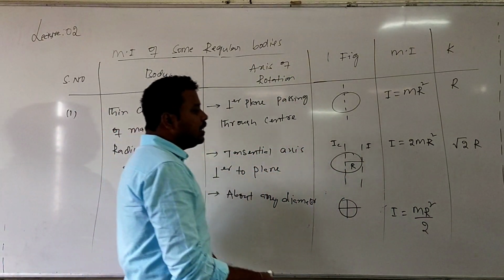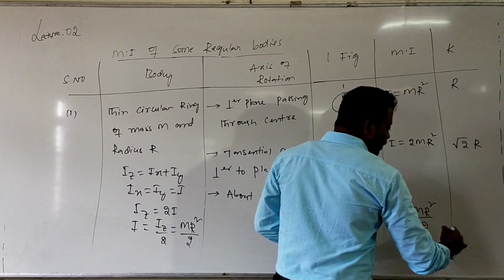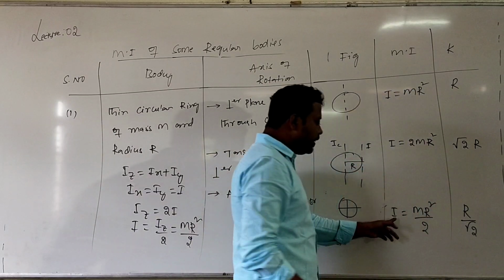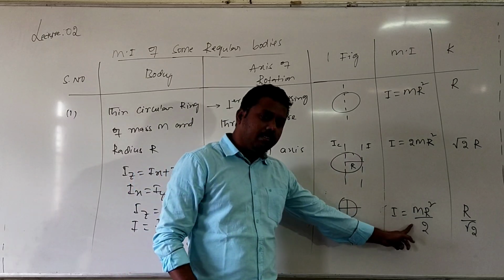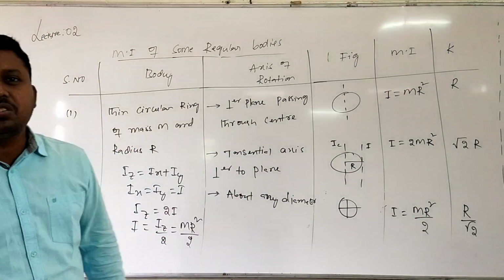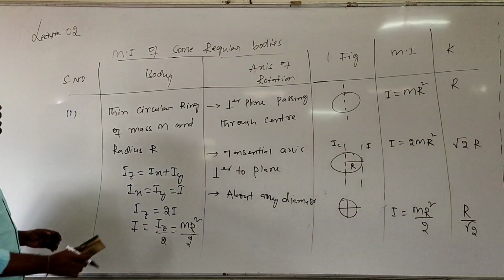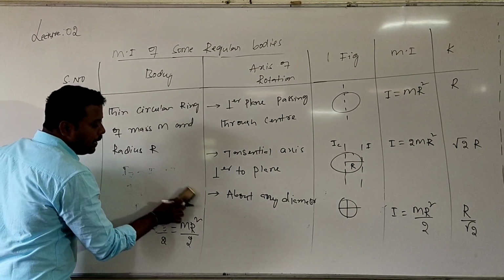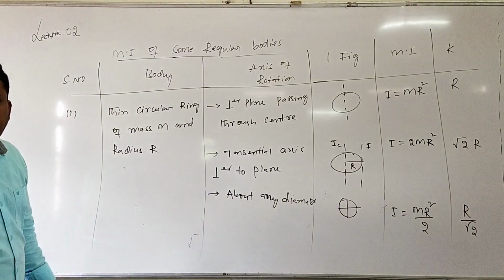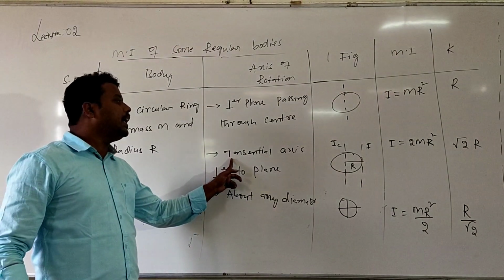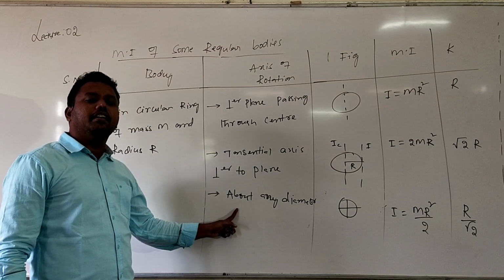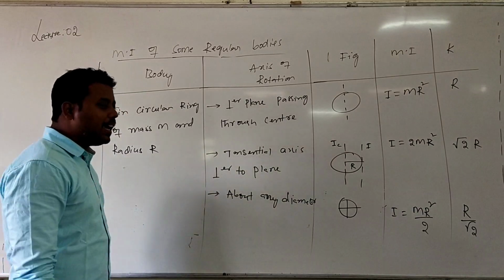And what is the concerned radius of gyration? That value is given by r by root 2. How do we calculate it? Compare this with the standard equation m k square, so the k value is R by root 2. Understood? How did I calculate it, using which theorem? The perpendicular axis theorem. So I applied two theorems: for calculating this one, I applied the parallel axis theorem, and for calculating this one, I applied the perpendicular axis theorem.